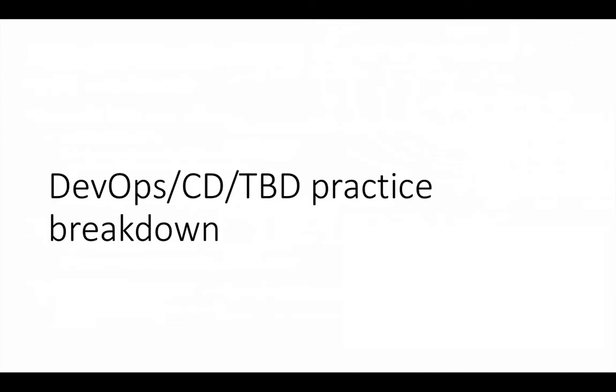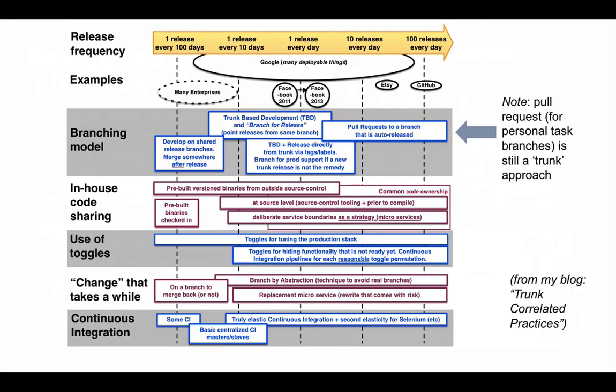So, DevOps / CD / trunk-based development practice breakdown. This is some screen caps from my blog. Jez liked these enough to put them in the Lean Enterprise book, Jez and Barry and Joanne. And we have maybe another logarithmic scale, so one release every 100 days on the left and 100 releases every day on the right. Whilst these companies represented here have probably moved around a little bit since this, and there's many more on the right-hand edge that you'd say are perfect examples of these practices, I'm just going to stick with the original diagrams.